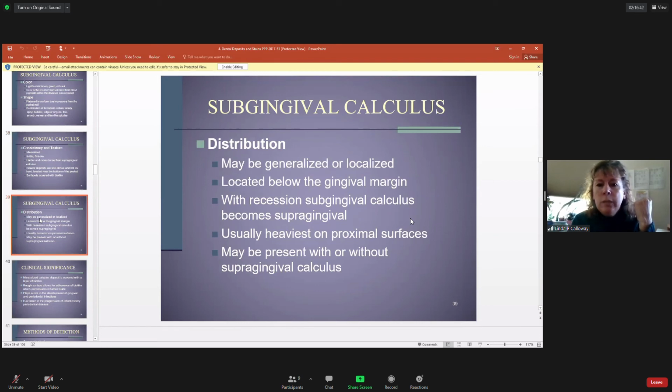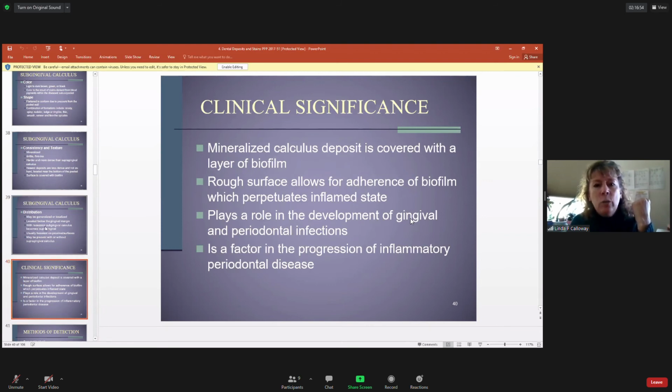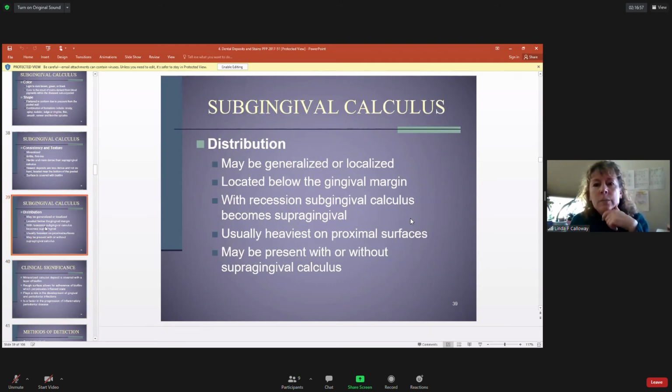Distribution, it can be localized, generalized. You know, it's usually heaviest in the proximals, maybe present with or without supra. So if you had a question on boards that says subgingival calculus always started as supragingival calculus, that would be false. You can have subgingival calculus without supragingival calculus, and subgingival calculus is created because of crevicular fluids, not because the supragingival calculus migrated subgingival. Although it can look like a millimeter down, but not down 4 or 5 millimeters.